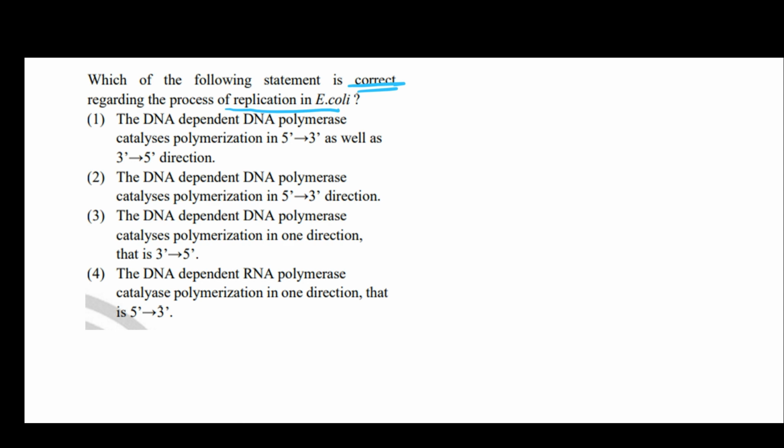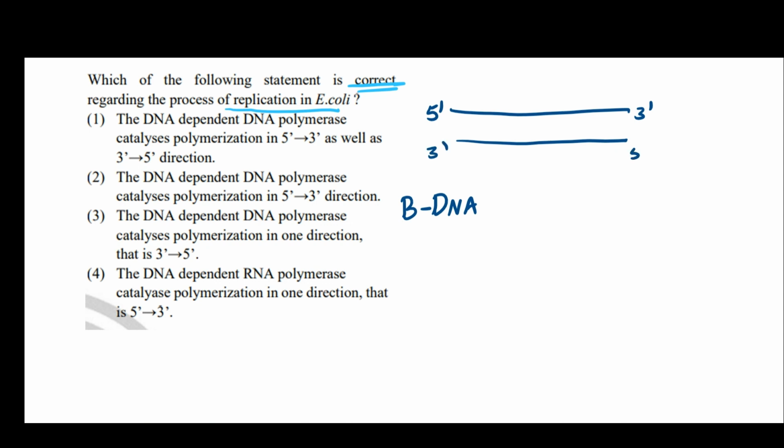So basically, this is a question related to replication. We know that the DNA that we talk about is the B form of DNA, and it has anti-parallel nature, 5' to 3' and 3' to 5', right? This was first given by Watson and Crick. Double-stranded DNA, where one strand runs from 5' to 3' direction, the other is from 3' to 5' direction.